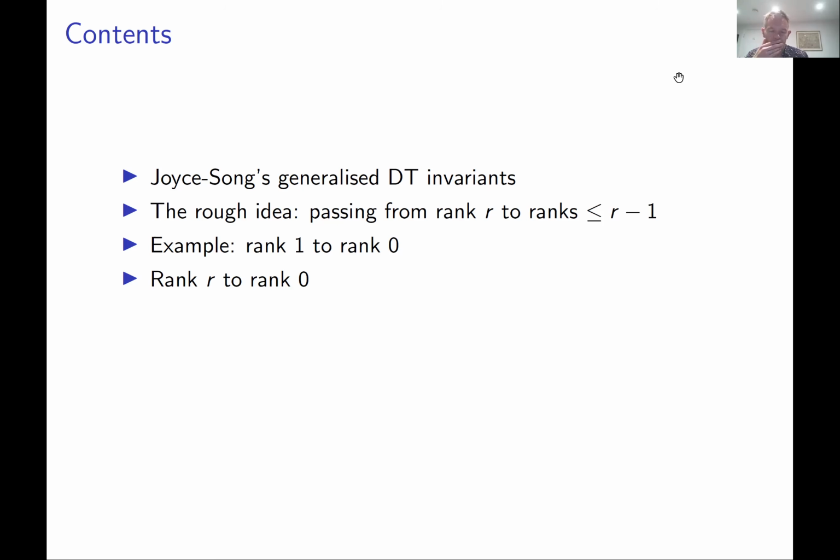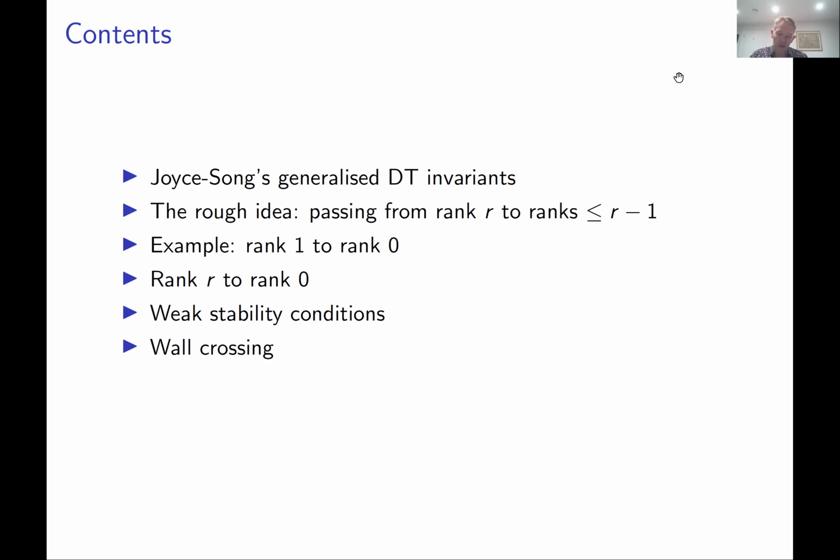So I'll explain that. And then I'll explain in general, what happens if we start in rank R, we pass to rank R-1 and below. And so we can apply that inductively. We get down to rank 1 and unfortunately rank 0 as well. So then we can go again and we can get down to just rank 0. So that'll be the first result, that we can express all rank R DT invariants in terms of rank 0 invariants.